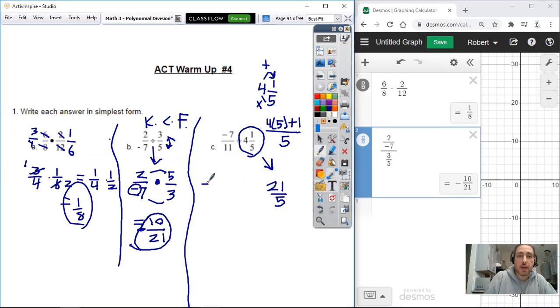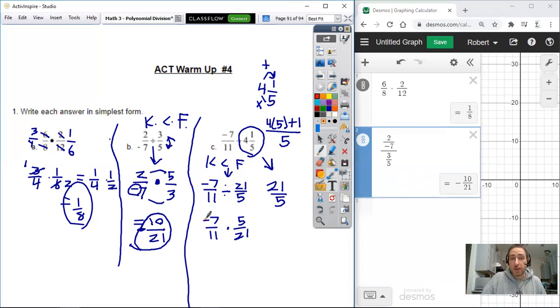So let's rewrite this. It's -7/11 divided by 21/5. Well, again, I have a keep, change, flip problem. So keep, change, flip. We're going to change that to times: -7/11 times 5/21. Now on this problem, I'm looking at my numerators, 7 and 21, both are divisible. I can divide them both by 7, so it's going to give me 1/3. So my final answer would be -1 times 5, which is -5, and then divided by 11 times 3, which is 33. So I should have -5/33.